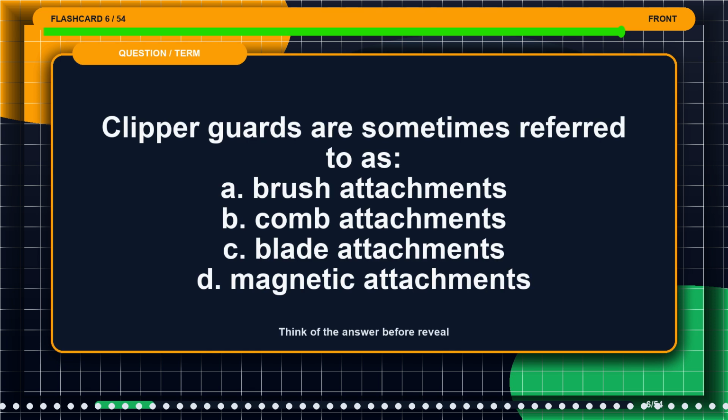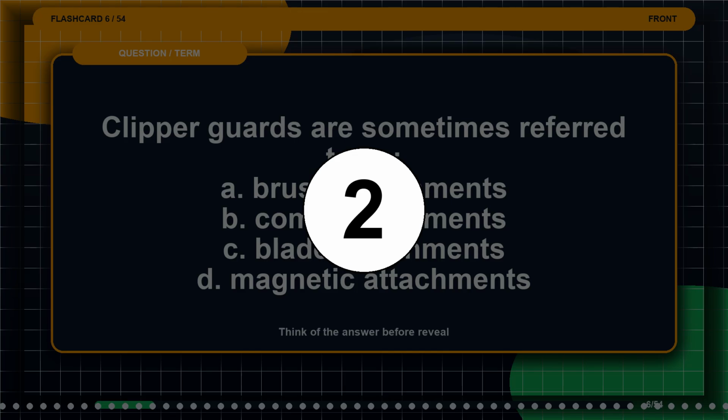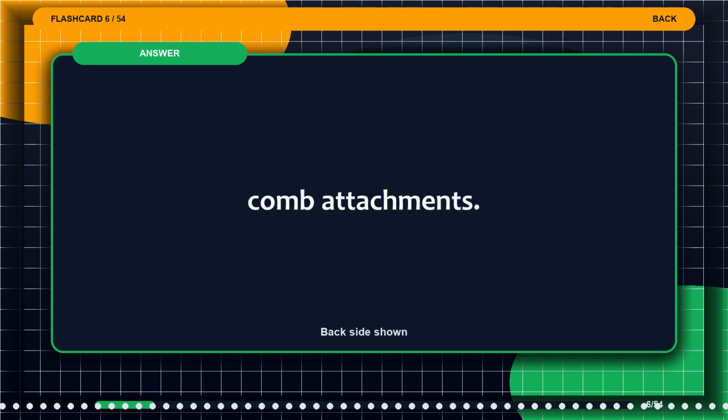Flashcard 6. Clipper guards are sometimes referred to as A. Brush attachments, B. Comb attachments, C. Blade attachments, D. Magnetic attachments. Pause and think of the answer before the reveal. The answer is comb attachments.